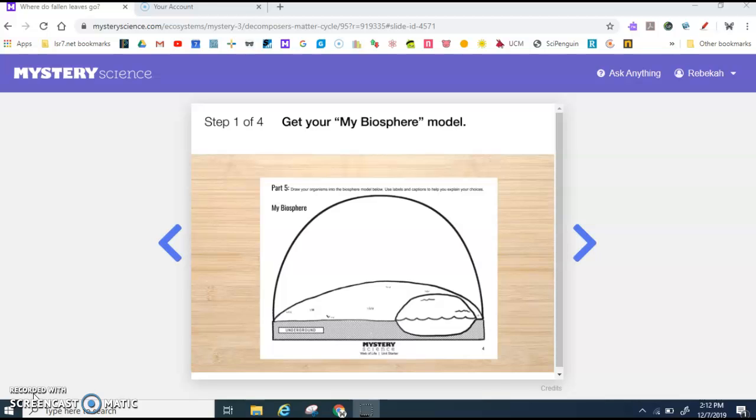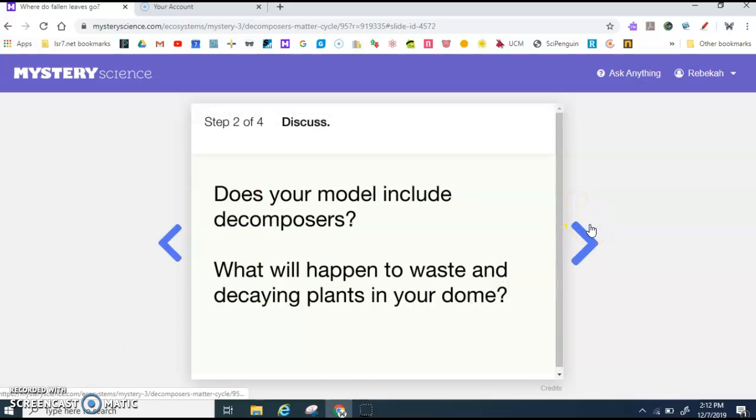So step 1 says that you have your biosphere model. So you should have your biosphere model with you. It says, does your model include decomposers? So look at your biosphere model right now. We know that decomposers are worms, mushrooms, bacteria, or mold.